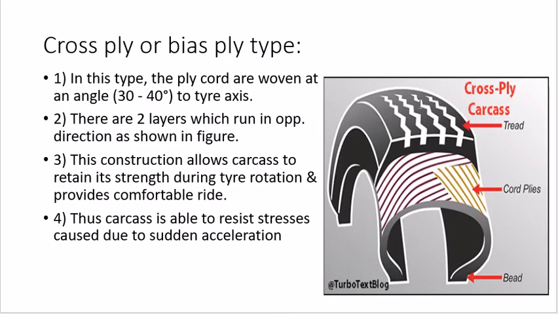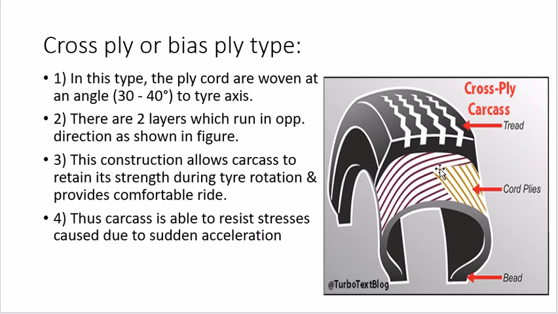The first one is cross ply. You can see in this, one ply is here and another is here. This provides a cross onto the surface, so these are called cross ply or bias ply type. In this type the ply cords move at an angle of 30 to 40 degrees. The angle between these two is 30 to 40 degrees. There are two layers which run in opposite directions. This construction allows the carcass to retain strength during tire rotation.